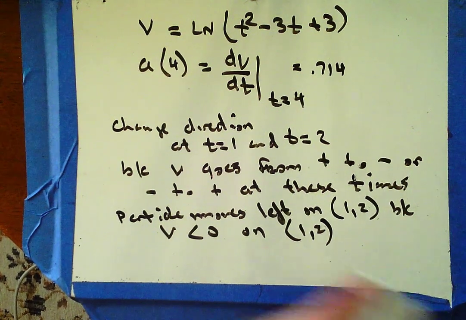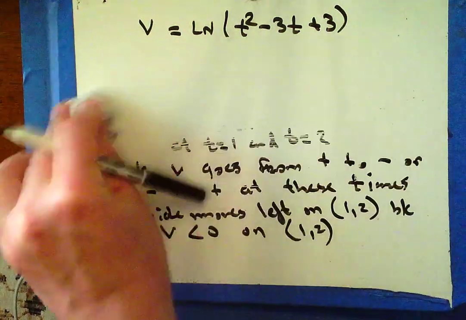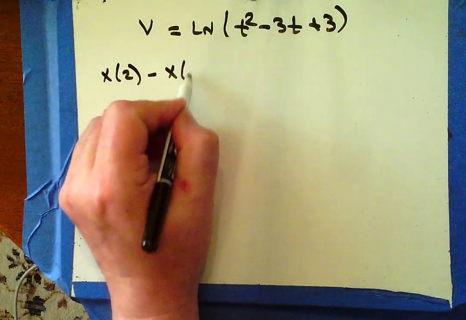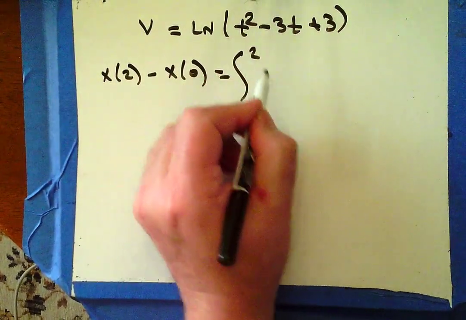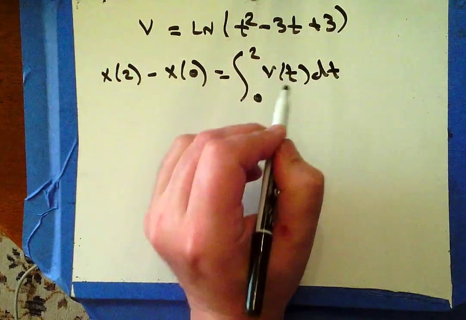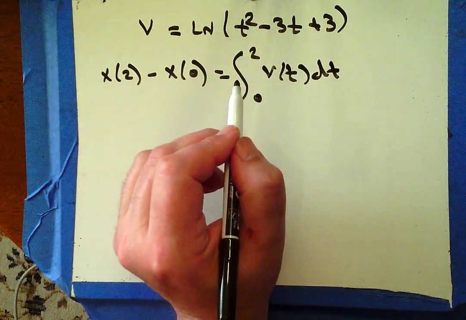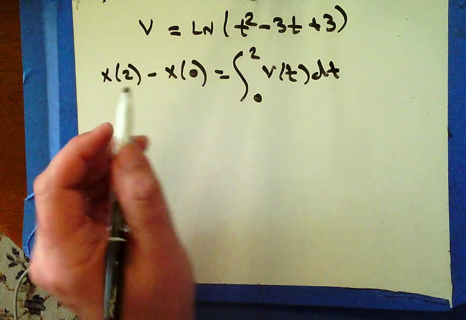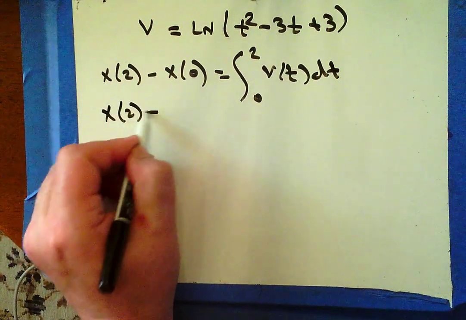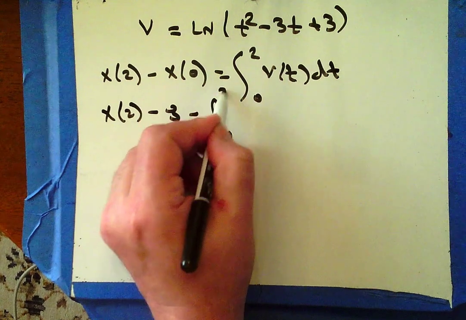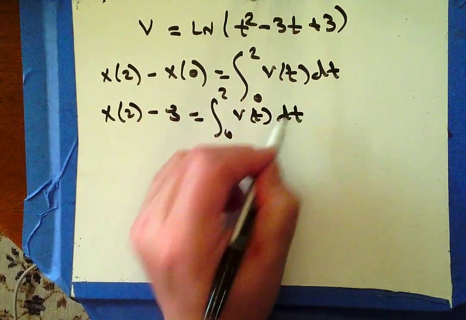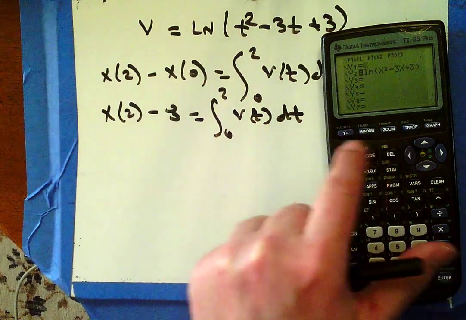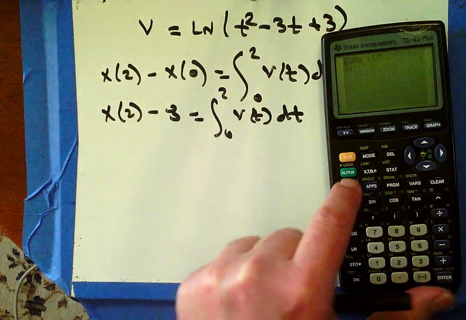What about part C? Find the position at t equals 2. So x of 2 minus x of 0 equals the integral from 0 to 2 of v of t dt is how I want to think about this problem. What are we told? We're told that position is 8 at time equal to 0. So x of 2 minus 8 equals this integral from 0 to 2 of v of t dt. Please, by all the gods, do not try and do this by hand. Instead, come up here and do math fnInt.